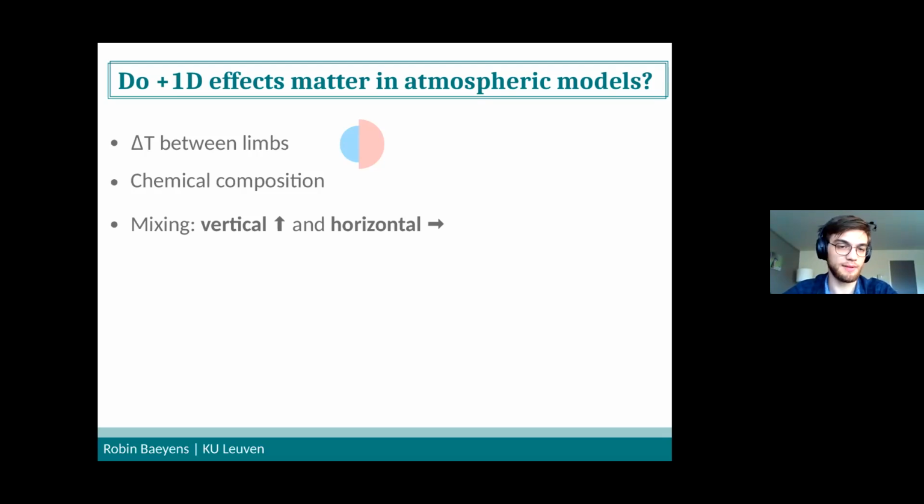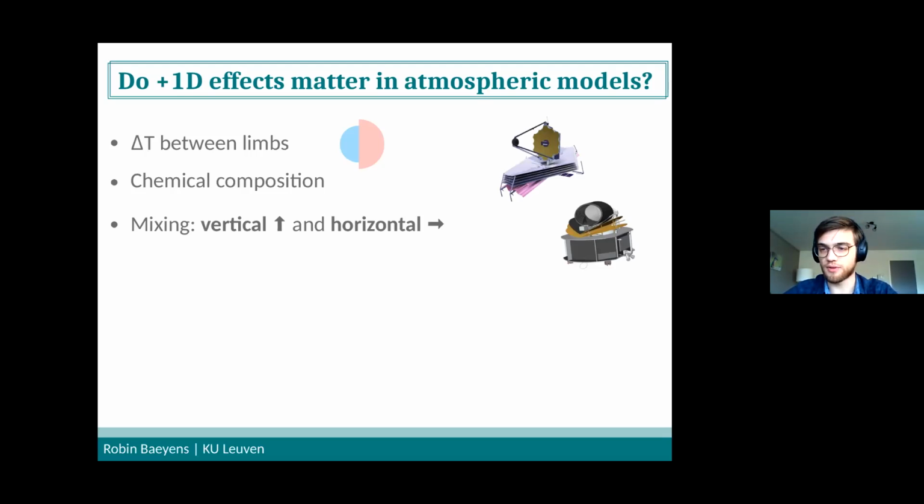And also mixing, of course, can happen in the vertical direction, which is still in principle a 1D effect, but also in the horizontal direction. And then it becomes 2D or more D indeed. And then, well, the likely answer to this question is that these effects do matter. Right now, we don't really have enough data, or good enough data, to break the degeneracies in these models. But in the future, we hopefully will, with the advent of the James Webb Space Telescope, and also the Ariel Space Telescope a little bit later.